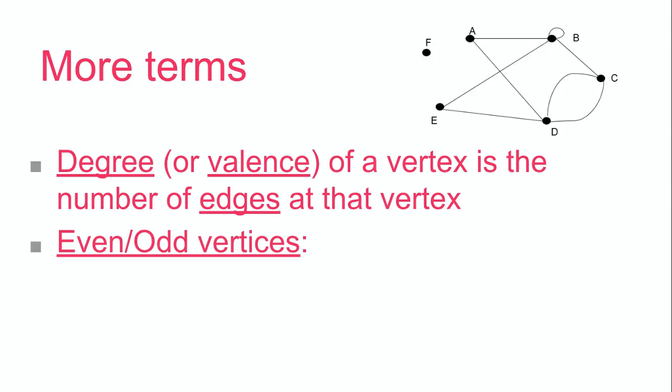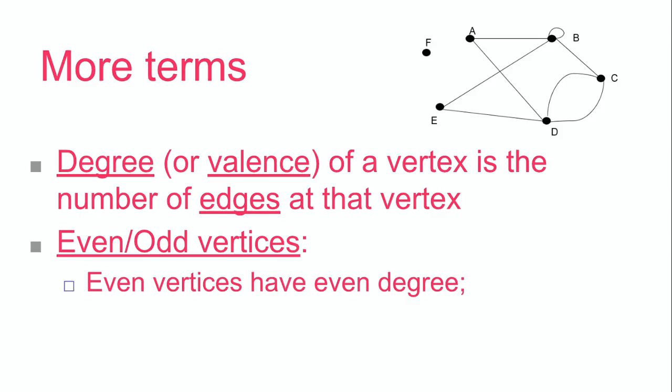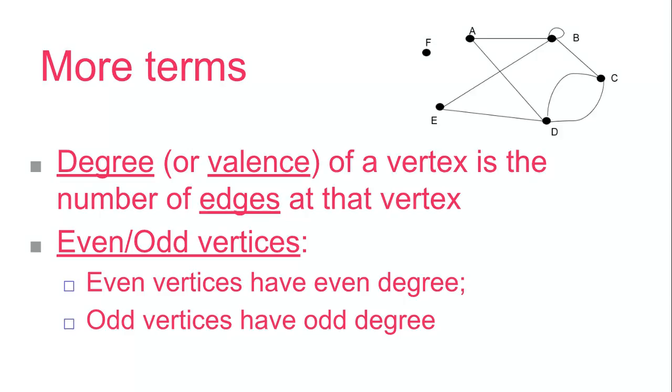There are even and odd vertices as well, just based on the degree. Even vertices have an even degree, so the degrees would be either 2, 4, 6, 8. An odd vertex is going to have an odd degree, 1, 3, 5, and so forth.